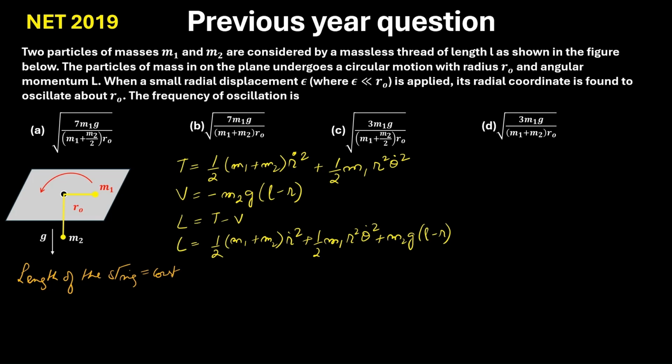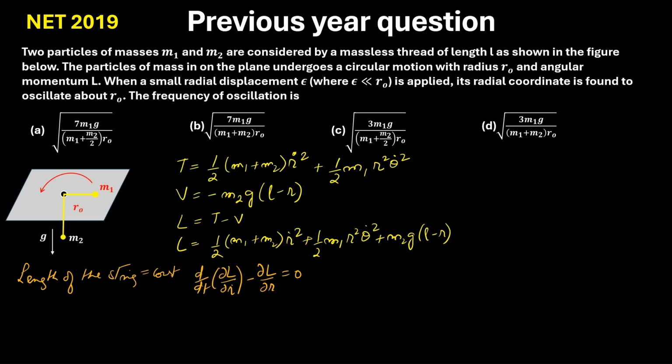Now from the Lagrangian we can see that theta is cyclic. So since theta is cyclic, the momentum corresponding to theta will be a constant of motion. That part we'll use later. For now, let us write the equation of motion. The equation of motion is given by d/dt of (del L by del r dot) minus del L by del r, and this is equal to 0.